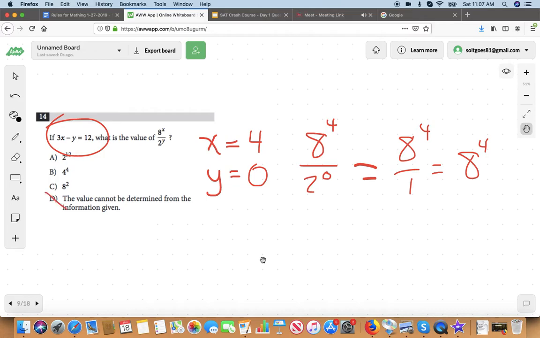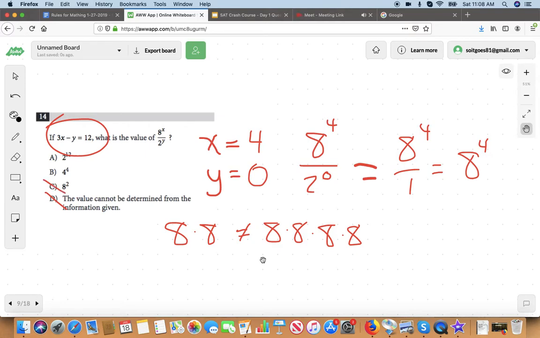Now, there's 2 answer choices that I know with absolute certainty I can eliminate. Which answer choices can I eliminate with absolute certainty? Probably C. Definitely C, because 8 to the power of 2 is not going to equal 8 to the power of 4. 8 to the power of 2 means 8 times 8, and that's just not going to equal 8 times 8 times 2 more 8s. So answer choice C is gone.